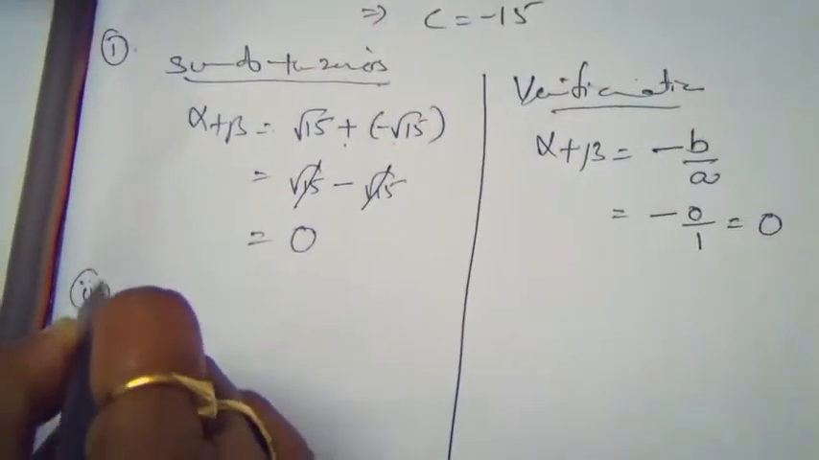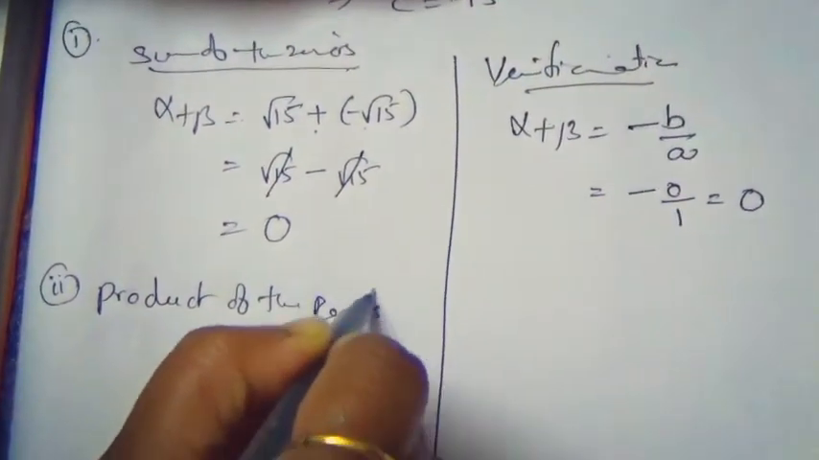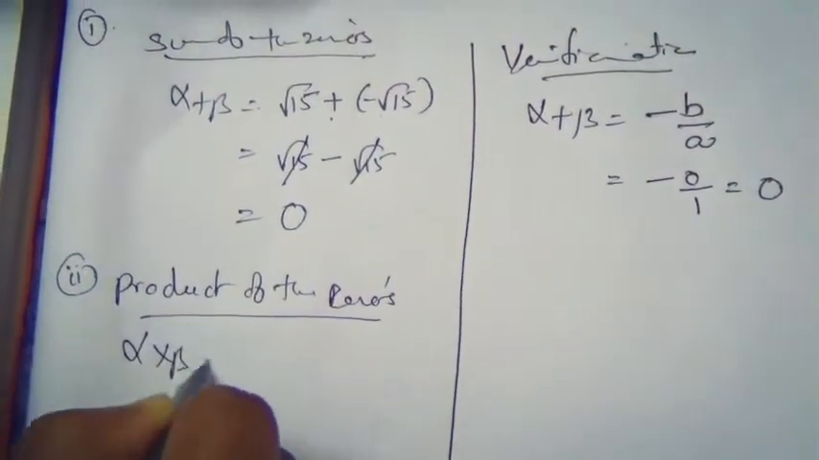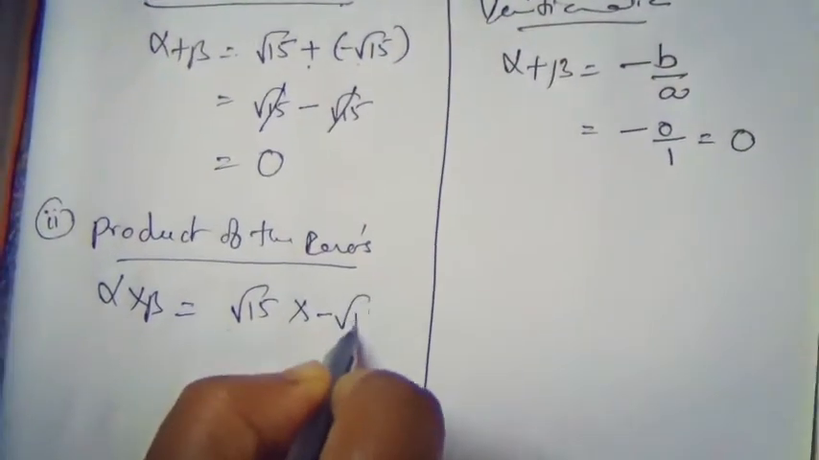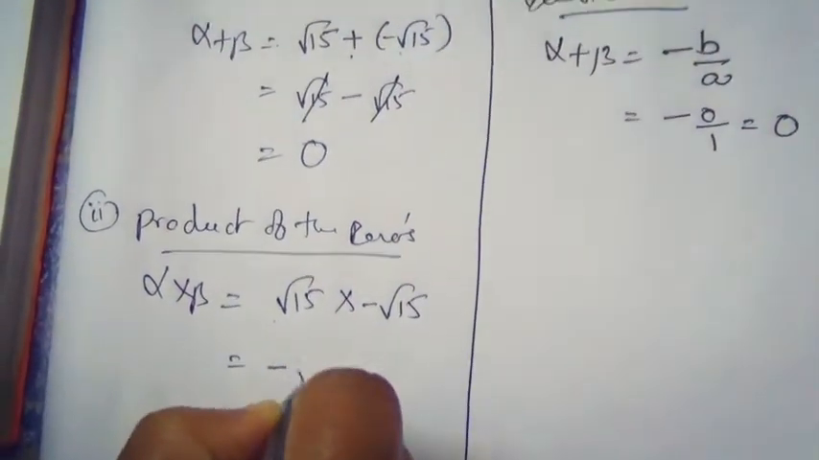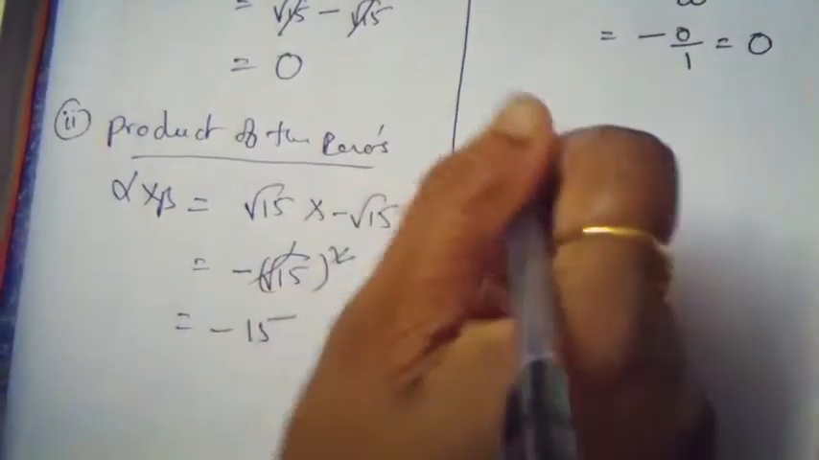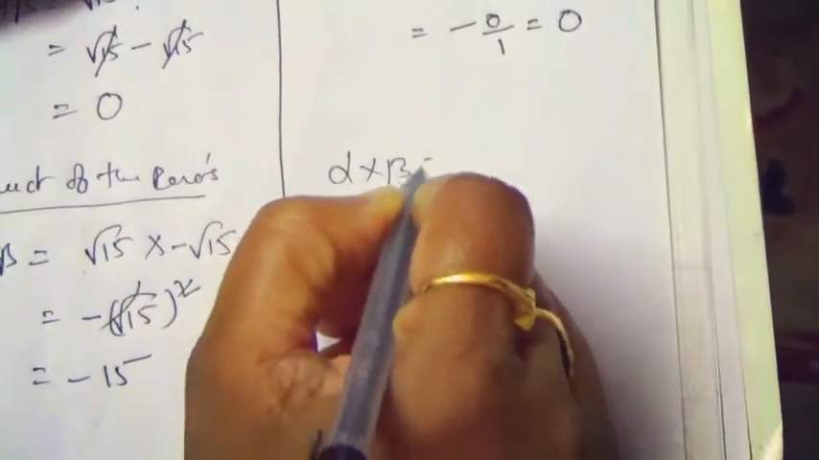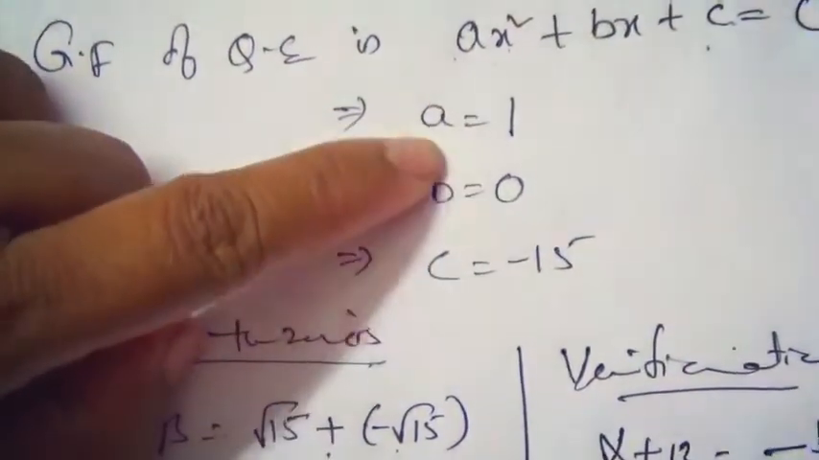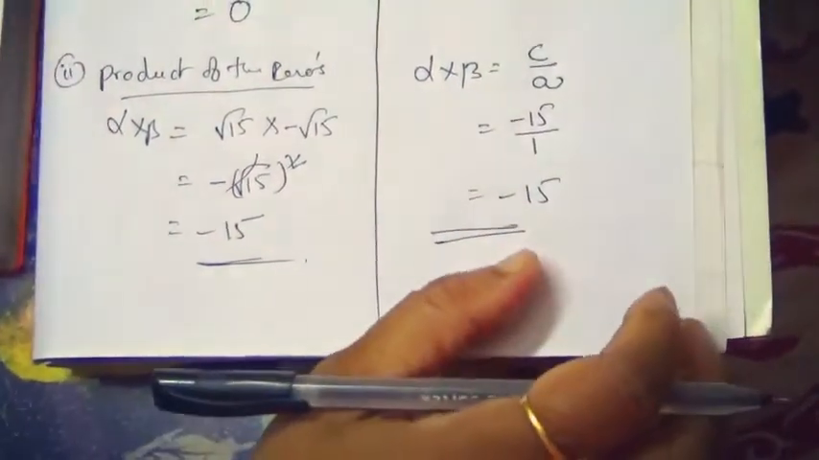Okay. So the second one is the product of the zeros. Then alpha into beta is equal to, what are the values of these two? Root 15 into minus root 15. So minus square root of 15 whole square. So minus 15. What is the formula for alpha into beta? That is equal to c by a. What is the c value? Minus 15 by a value 1. That is equal to minus 15. You will get the same answer with the verification also.